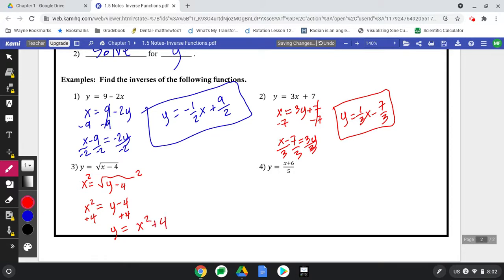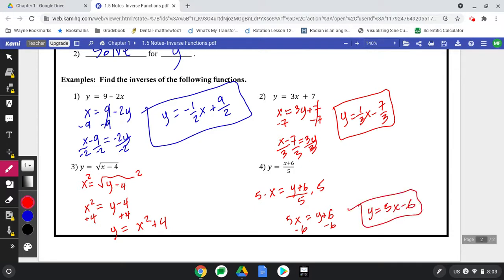All right. And then our final one, y equals (x plus 6) over 5. So x will equal (y plus 6) divided by 5. We'll multiply by 5, multiply by 5. So 5x would equal y plus 6. And all we've got to do then is subtract the 6. So y will equal 5x minus 6 as our final answer.